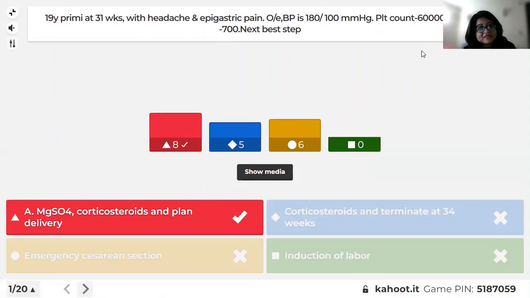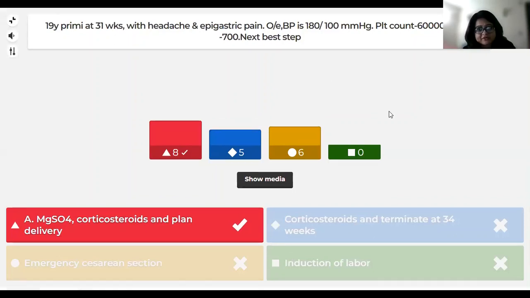Yes, the correct answer is magnesium sulfate, corticosteroids, and planned delivery. I'm not going to discuss this right now because we have 3 questions on hypertension, and then we will discuss this all at the end. Is that how we should go about it, or do you want me to discuss this question individually right now? I think we'll finish hypertension and then discuss. So hypertension at the end we will discuss. The answer to this question is, we'll give magnesium sulfate, corticosteroids, and planned delivery.